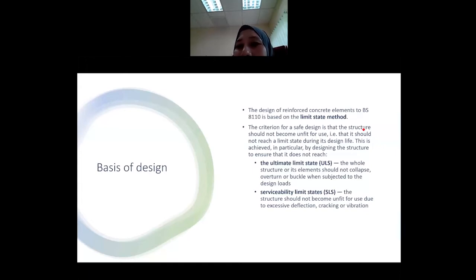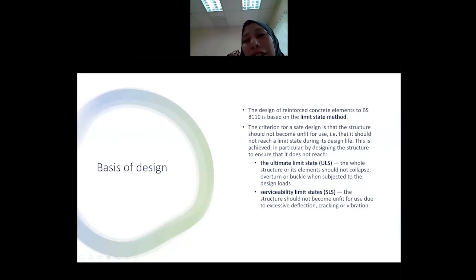The criteria for safe design is that the structure should not become unfit for use. We must make sure that the structure is safe to be used, for example, that it should not reach a limit state during its design life. Everything in life must have a limit, and it is the same with design. When we design, we must not achieve the limit; we design so that it does not reach the limit. The limit here is the maximum. This is achieved by designing the structure to ensure that it does not reach it.